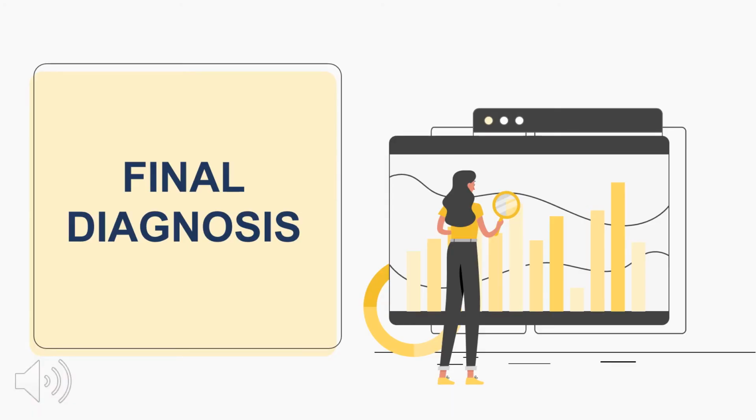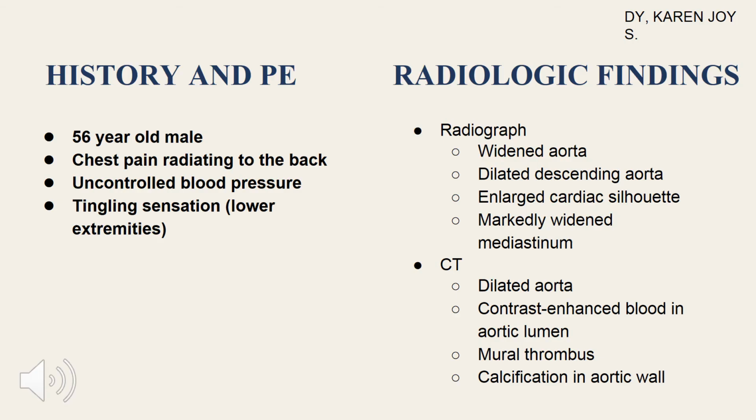Now for the final diagnosis. So again, our patient is a 56-year-old male who presented with chest pain radiating to the back and had previously uncontrolled blood pressure. He also experienced a tingling sensation in the lower extremities.